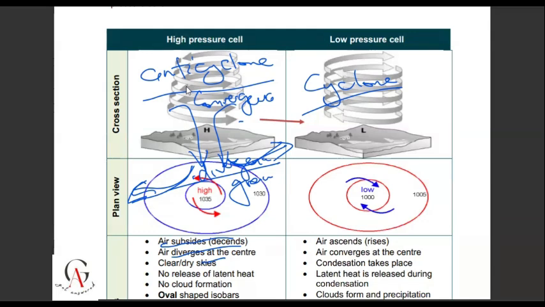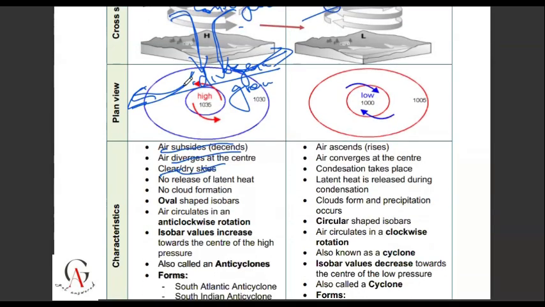Why do we have dry skies? It's because the air is sinking. For us to have unstable conditions, we need air which is uplifting. But in this instance, the air is actually going the opposite direction. The air is sinking, which will result in dry skies or clear skies, or what we call stable conditions. Right. And there's also no release of latent heat and no cloud formation. Yes, we cannot have clouds forming. Clouds need to form when we have upliftment of warm and moist air.